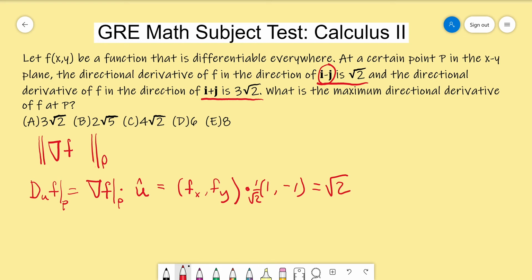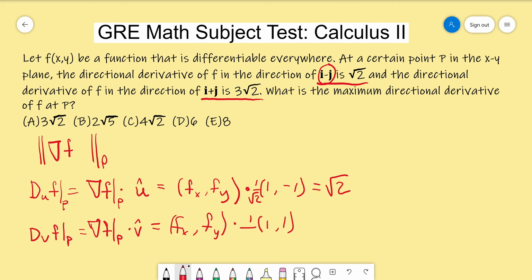Okay, and similarly, let's write over here, the directional derivative of f at the point P in the direction of v is going to be the gradient of f at P dot product with the unit vector in the direction of v. So that's going to be the partial derivative of f at x, partial derivative at y, dot product v, which is 1, 1. But then again we have to divide by the magnitude of v, which is root 2. And we're told that that is equal to 3 root 2. Okay, so actually now we have two equations and two variables, fx and fy, and we can solve these simultaneously.